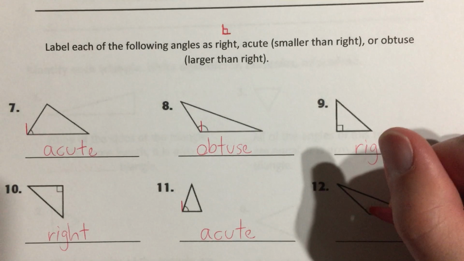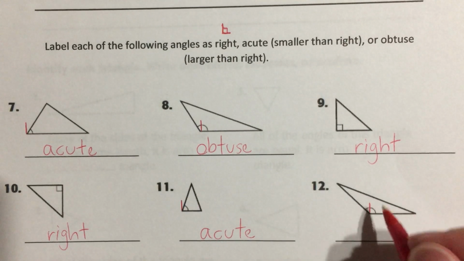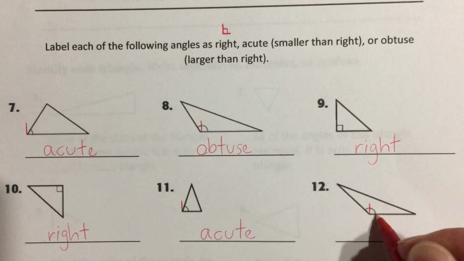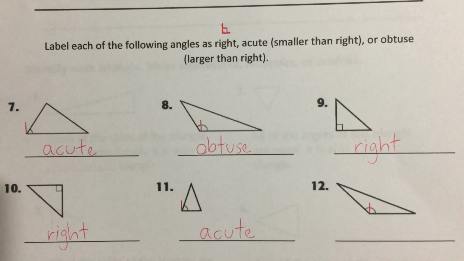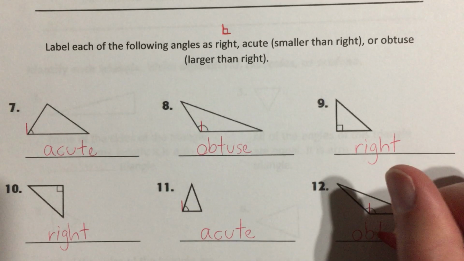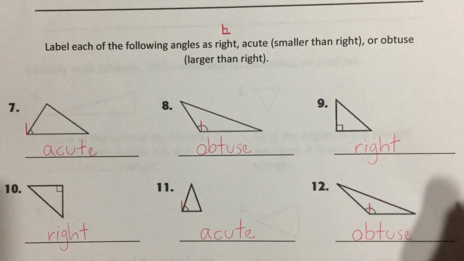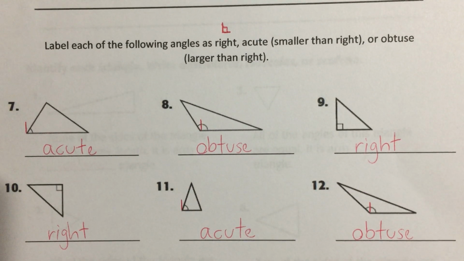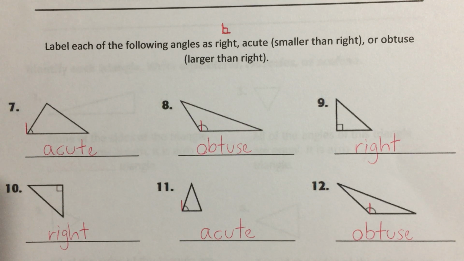And then number 12, we draw our straight line up and down once again. Right there between those two should be a right angle, but it looks like there is more space in between, so that one will be an obtuse angle and an obtuse triangle. Hopefully that makes a little bit of sense.